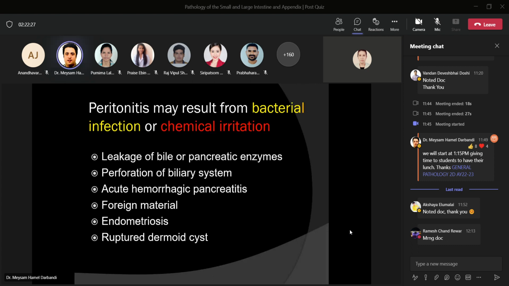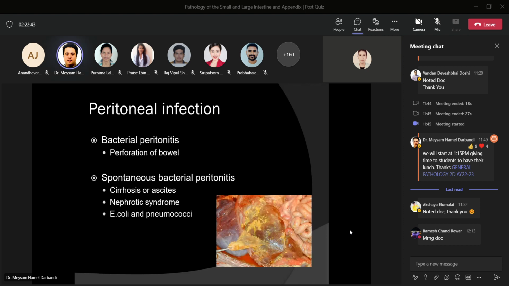Okay, leakage of bile or pancreatic enzymes, perforation of the biliary system, acute hemorrhagic pancreatitis, foreign material, endometriosis, and ruptured dermoid cyst. Peritoneal infection, bacterial peritonitis, which will be due to perforation of the bowel content, right, to the peritoneum.